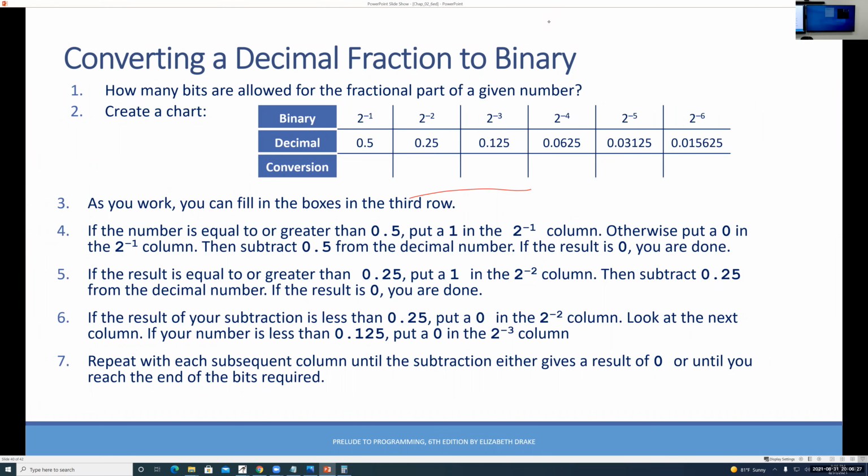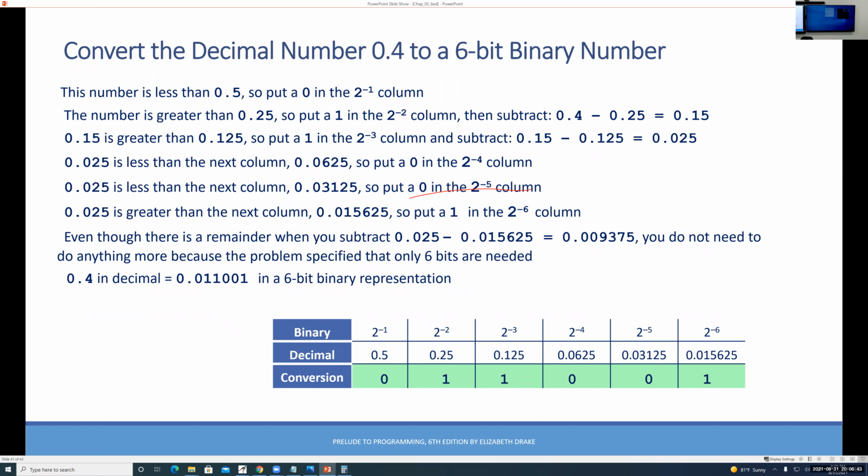So if you want to convert the fractional part, you see the first column here is 0.5, the second one 0.25, 0.125, and so on. All right. Now think about if you want to convert 0.4 to a 6-bit binary number here. Again, the rule is always the same. You only have to work from the left to the right. And from the left, you see 0.4 is less than 0.5. That's why you put 0 here.